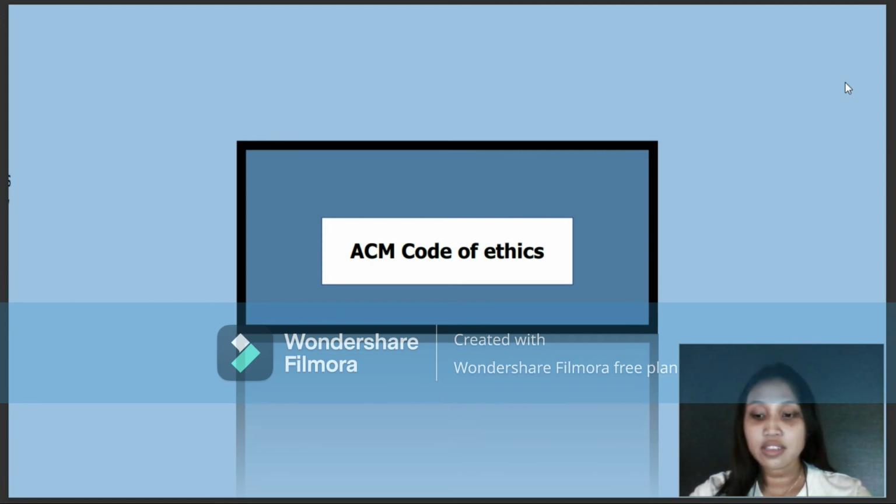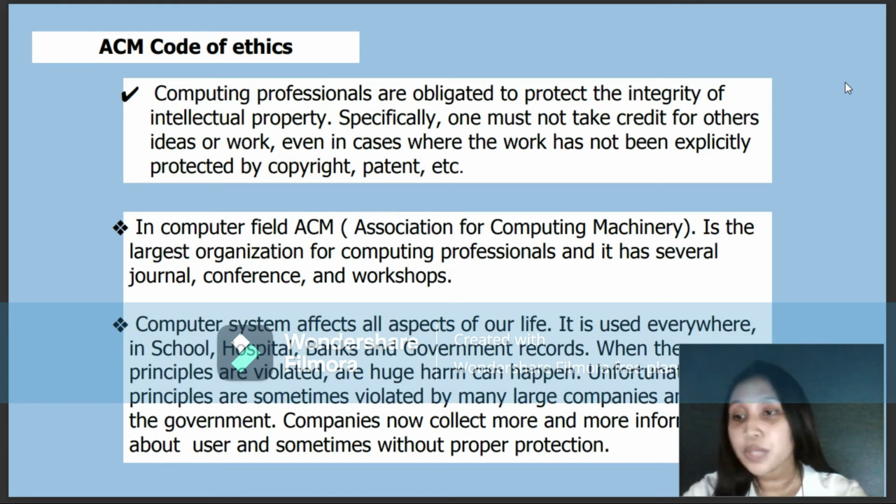ACM Code of Ethics. First, what is the ACM Code of Ethics? The ACM Code of Ethics expresses the conscience of the computing profession and it affirms an obligation of computing professionals, both individually and collectively, to use their skills for the benefit of society.